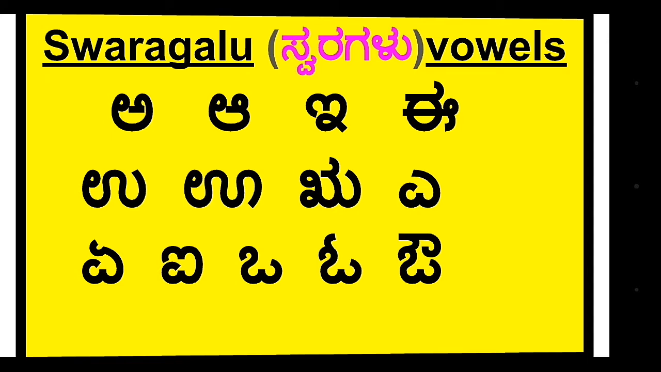There are 13 vowels in Kannada Varnamale. They are A, A, E, E, U, U, R, A, I, O, O, Ow. So these are the 13 vowels of Kannada Varnamale.